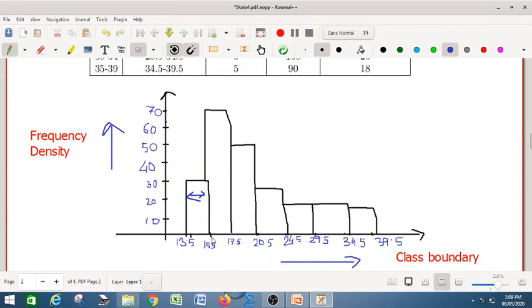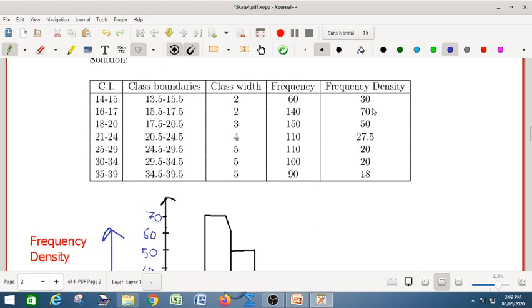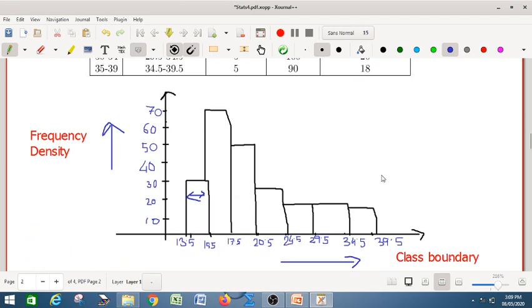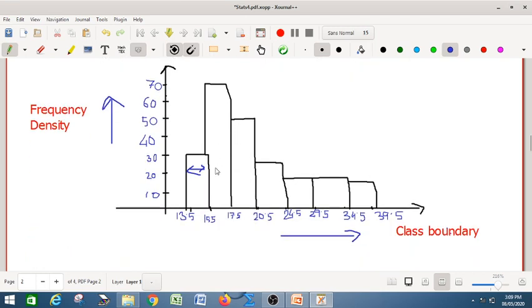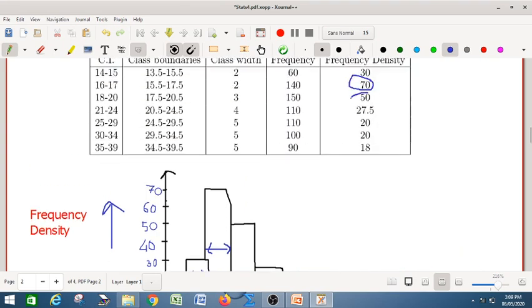And in the second case, 15.5 to 17.5, the frequency density is 70. So in this case, your width is also 2. It's the same width as the previous, but 17.5 to 20.5, your width is 3. It is of different width and the corresponding frequency density is 50.